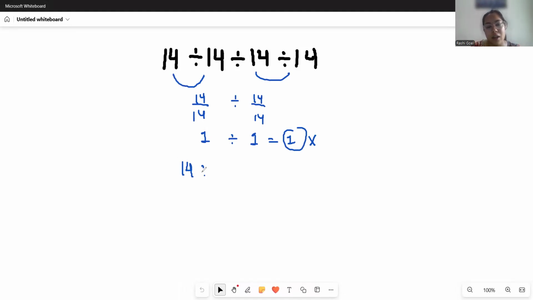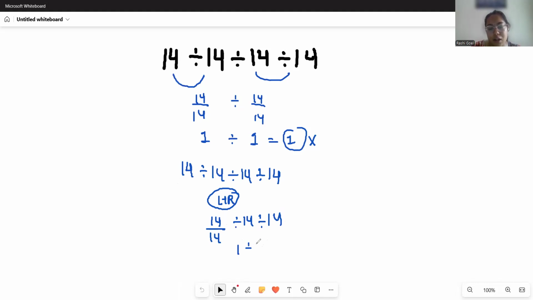When an expression like this has a single operation repeating itself again and again, always use BODMAS and solve from left to right. So it's 14 divided by 14 divided by 14 divided by 14. So it's 1 divided by 14 divided by 14.